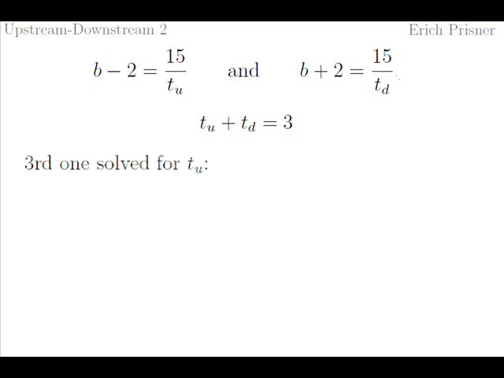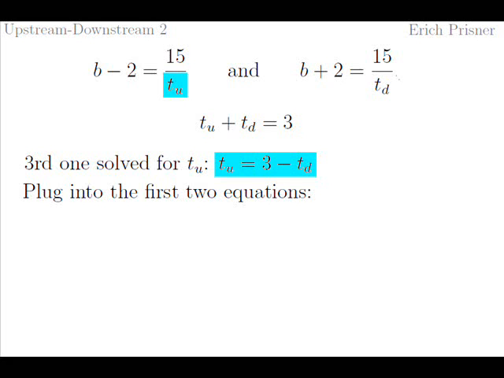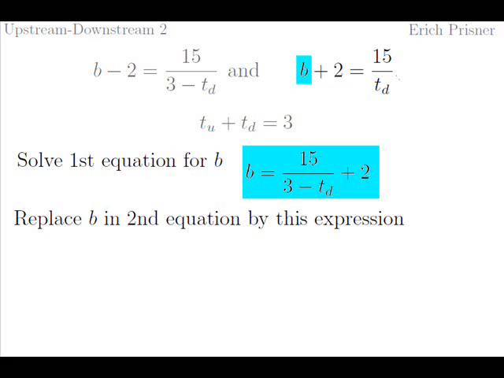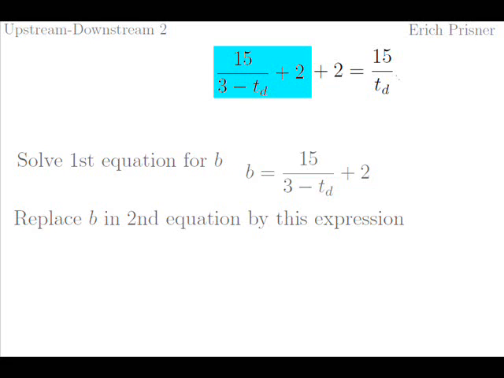We solve the third equation for tu and get tu equals 3 minus td. Plugging this into the first 2 equations gives b minus 2 equals 15 over 3 minus td, and the other one unchanged, b plus 2 equals 15 over td. Then we solve the first equation for b as b equals 15 over 3 minus td plus 2, and replace b in the second equation by this expression to get the rational equation in one variable, 15 over 3 minus td plus 2 equals 15 over td.